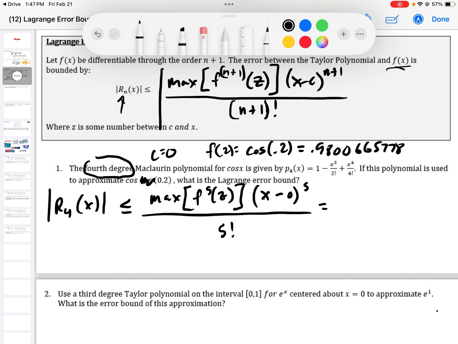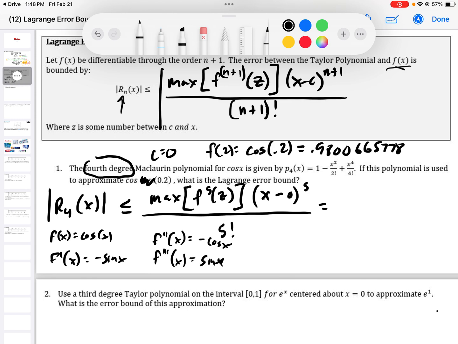And what this would be equal to, okay, what is the fifth derivative of our function f? So f is cosine x. F of x is equal to cosine x. So f prime is equal to negative sine x. The second derivative is equal to negative cosine of x. Third derivative is equal to sine x. Fourth derivative is equal to cosine of x. Fifth derivative is negative sine x.